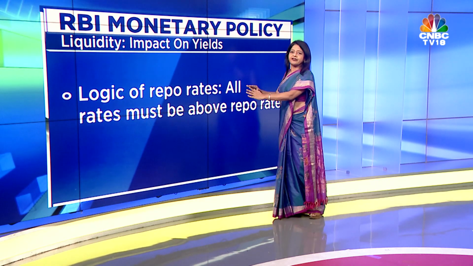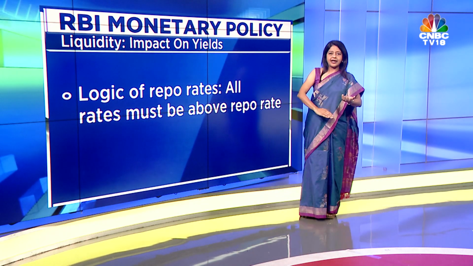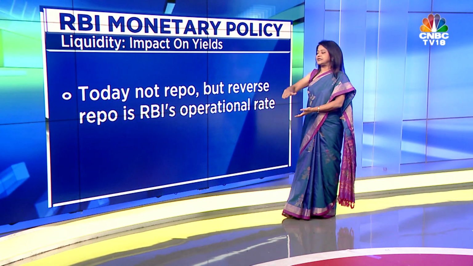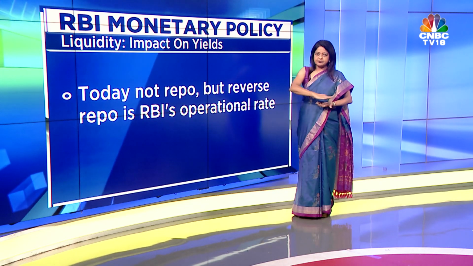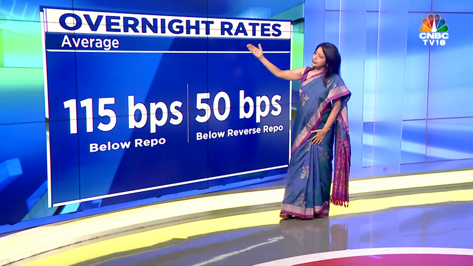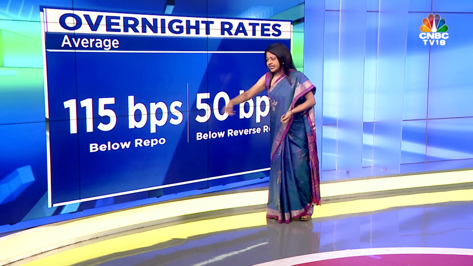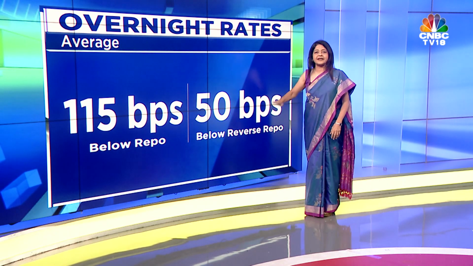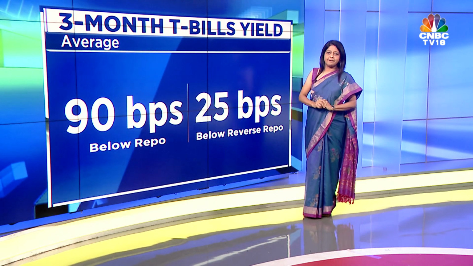Normally, why do you have a repo rate? The MPC, Monetary Policy Committee, fixes the repo rate in the hope that every other yield in the market should trade above it. Already in the last 6 months, it's not repo, but the reverse repo, the rate at which RBI takes money, which has become the operational rate. But in reality, even that is not the minimum. A lot of overnight money, banks are exchanging with each other at 115 basis points below repo or at 50 basis points below the reverse repo. That is the overnight exchange of money between banks.